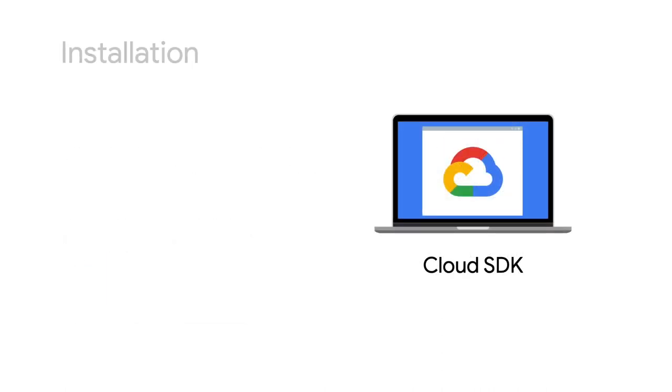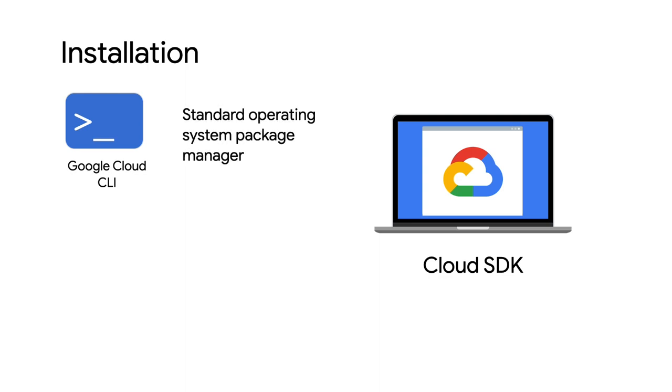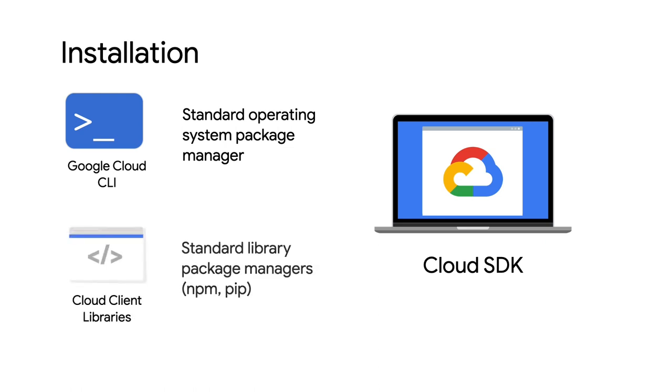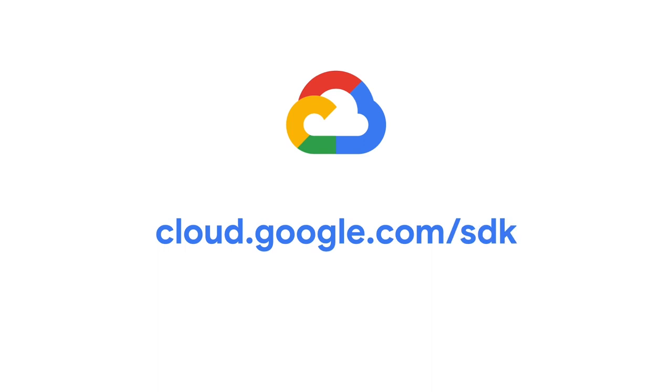Do you want to get started using the Google Cloud SDK? The Google Cloud CLI is available via your operating system's package manager or a direct download from cloud.google.com. And Cloud Client Libraries can be installed via standard library package managers like npm and pip, or via the language-specific Google Cloud Client Libraries repositories linked in the description of this video. To learn more about the Google Cloud SDK, check out cloud.google.com/SDK.